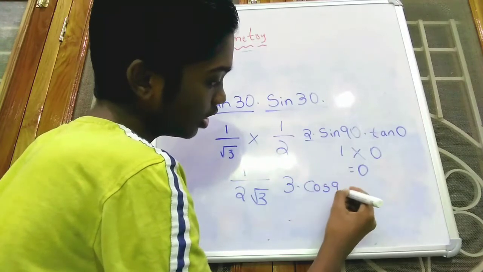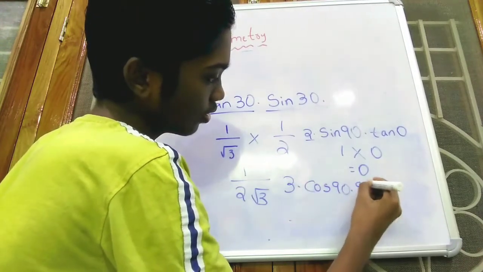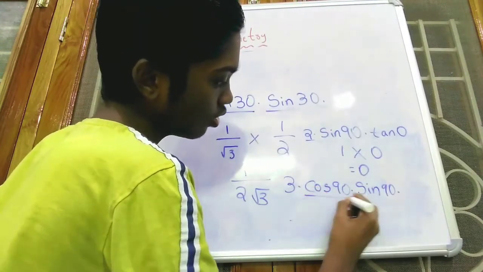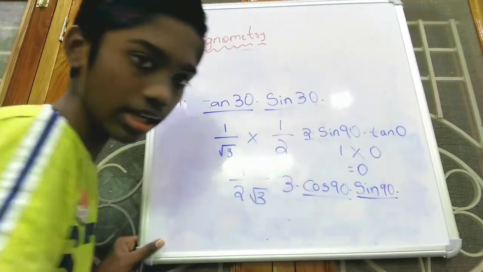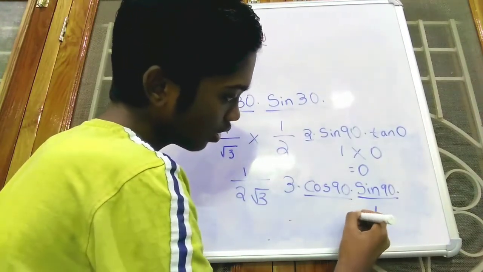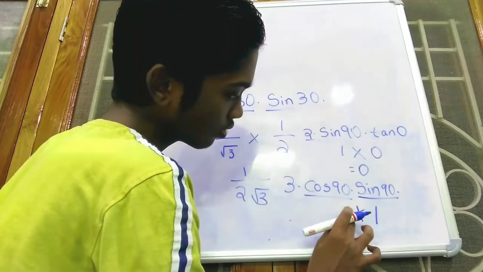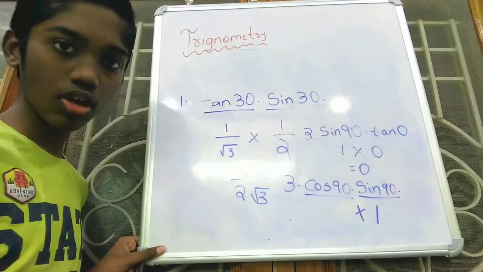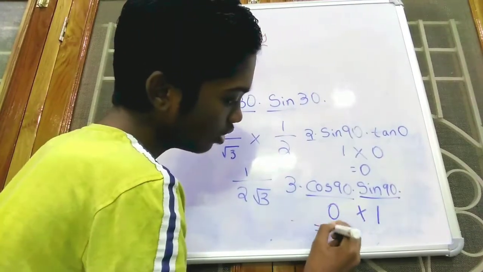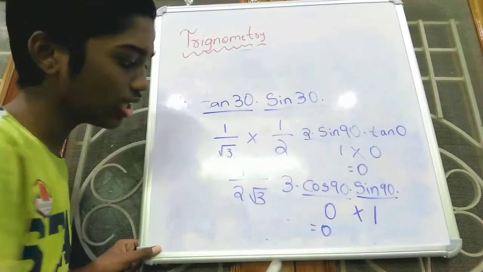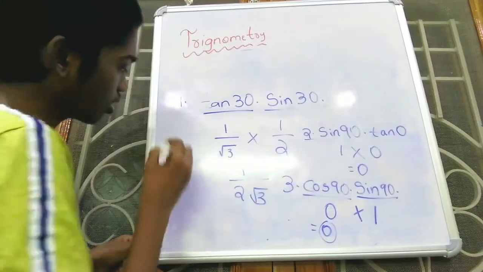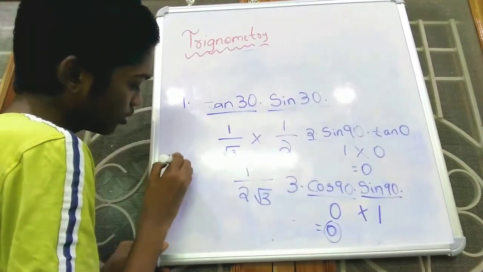Cos 90 into sin 90. So first you need to know the cos 90 value and the sin 90 value. We know that the value of sin 90 is equal to 1, and we also know that the cos 90 value is 0. 0 into 1 will be 0. Then this answer also is 0. And now let us include the reciprocals in the question. Another problem.